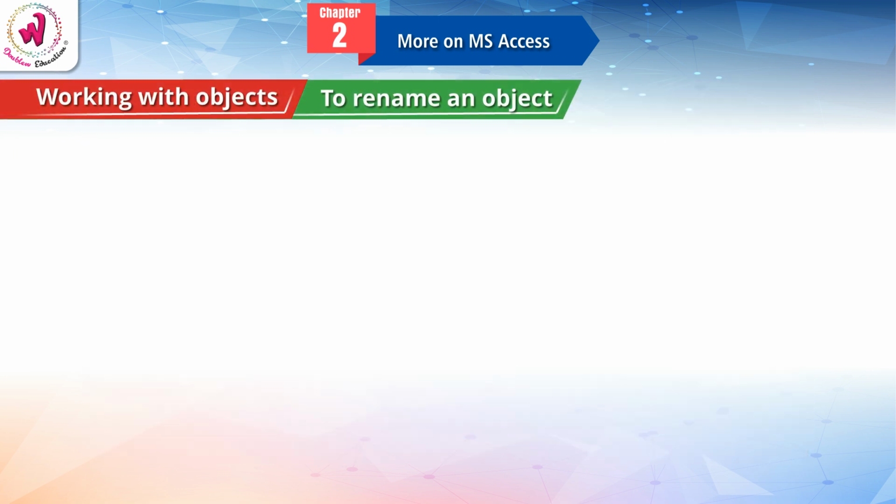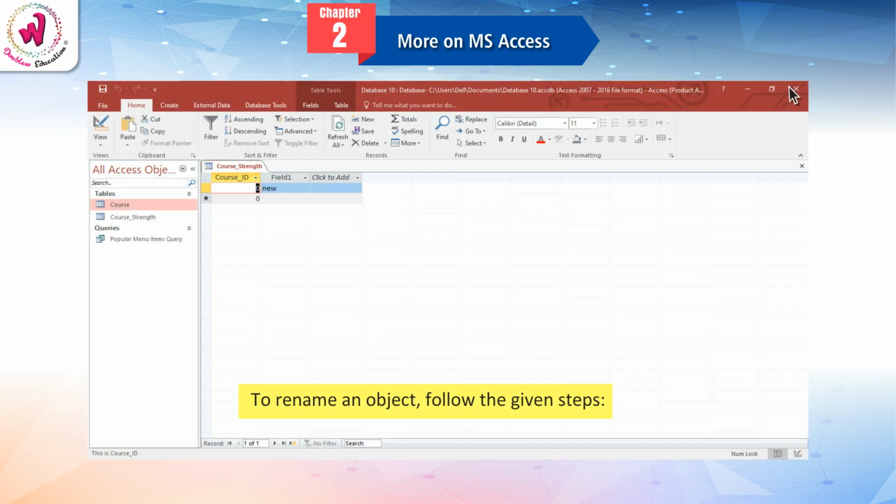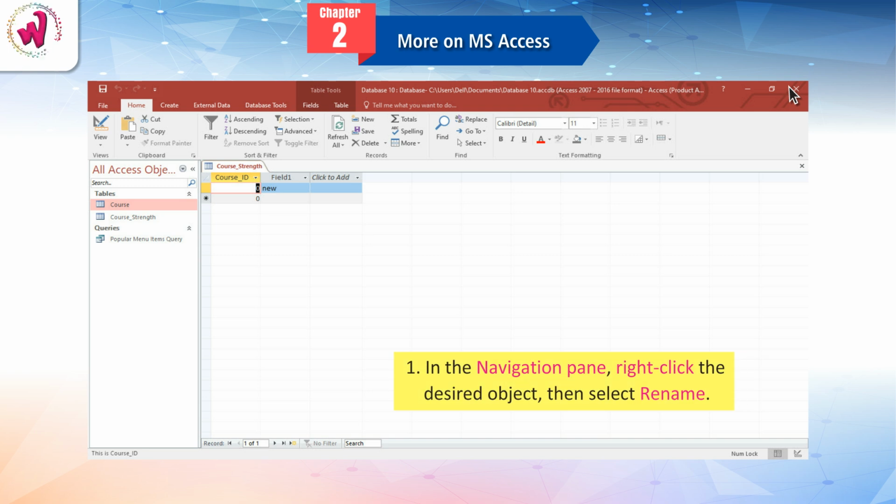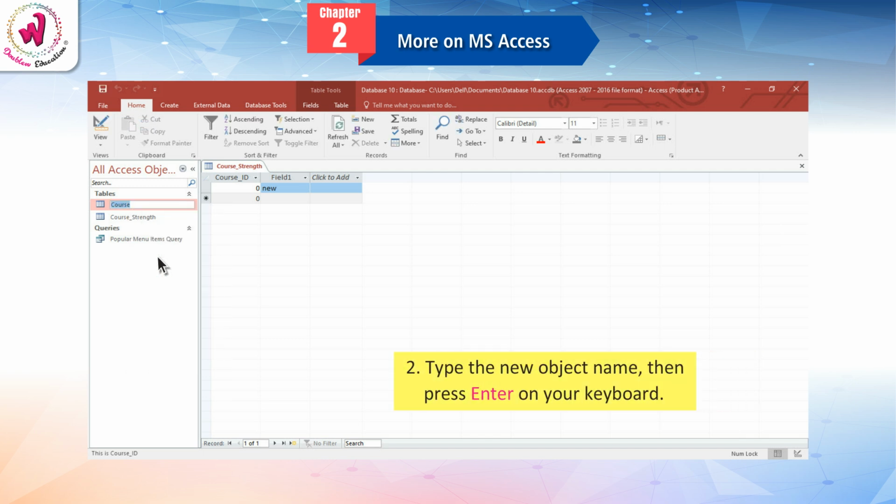To rename an object, follow the given steps. 1. In the navigation pane, right-click the desired object, then select Rename. 2. Type the new object name, then press Enter on your keyboard.